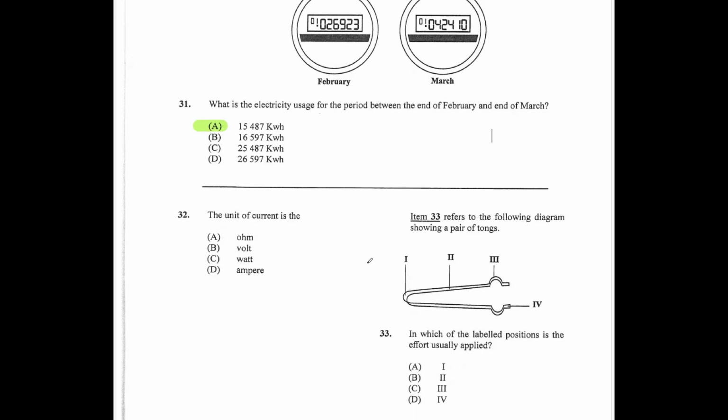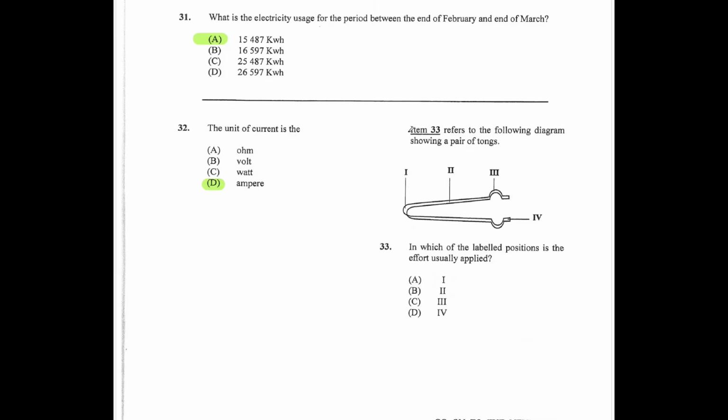The unit for current is the ampere. Item 33 refers to the following diagram showing a pair of tongs. In which of the labeled positions is the effort usually applied? We are assuming everyone is using these tongs the same way. So we are applying the effort right here at B.